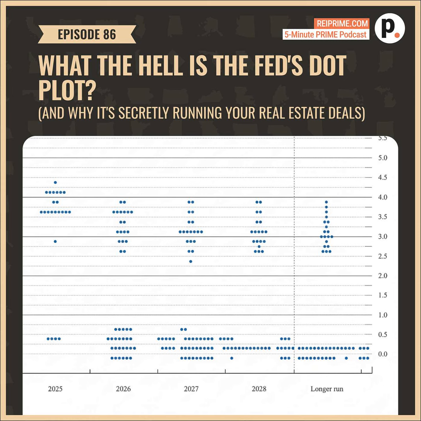So, what is this mysterious chart? Imagine you get all 19 top officials of the Federal Reserve, the presidents of the regional banks, and the board governors into a room 4 times a year. You give each of them a piece of paper and ask them anonymously, where do you believe the federal funds rate should be at the end of this year, and the next year, and the year after that? Each of their answers becomes a single dot on a chart. That chart is the dot plot. It's that simple.